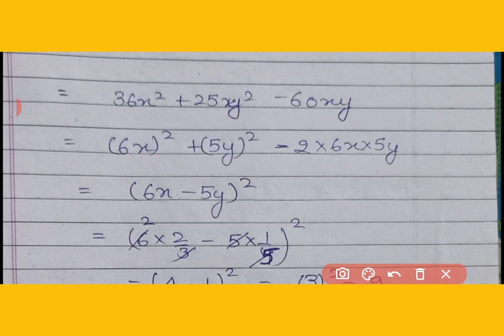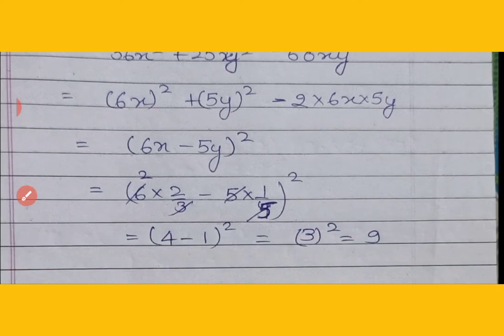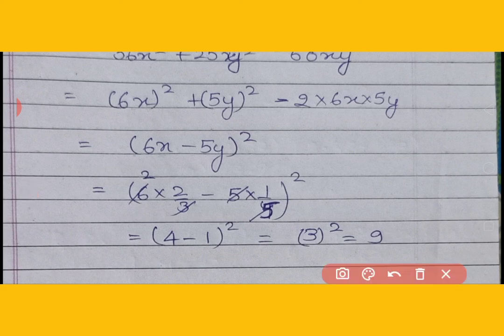Now we will put the values of x and y. So 6 multiplied with 2 upon 3 minus 5 multiplied with 1 upon 5. 3 divided into 6 is 2 times and 5 divided into 5 is 1 time. So 2 multiplied by 2 is 4 and 1 is here. So 4 minus 1 is equal to 3, whole square is equal to 9.